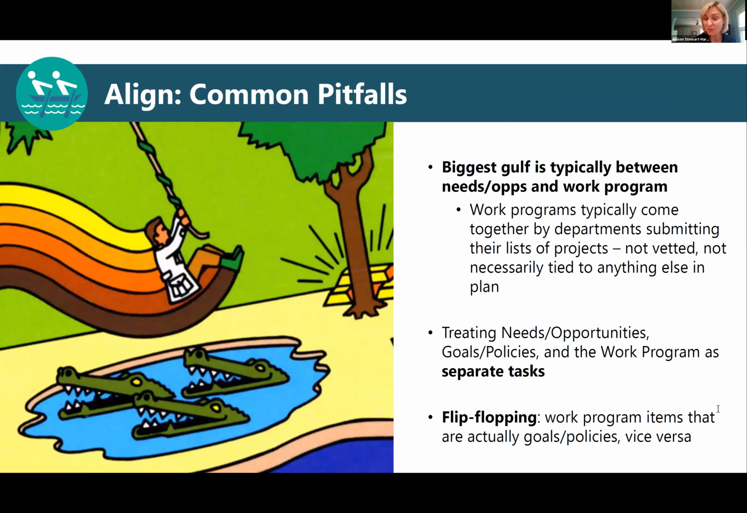There's a lot of common pitfalls in trying to align your different elements of your comprehensive plan. Again, that biggest gulf is typically between your needs and opportunities and your work program. One of the things that also happens is we often treat the needs and opportunities, goals and policies, and work programs as separate tasks, and really we should try to get those things integrated and do them in tandem with one another. There is also some flip-flopping that happens where your work programs are actually more like goals or policies, and that's more semantics, and that's an easy thing to fix.